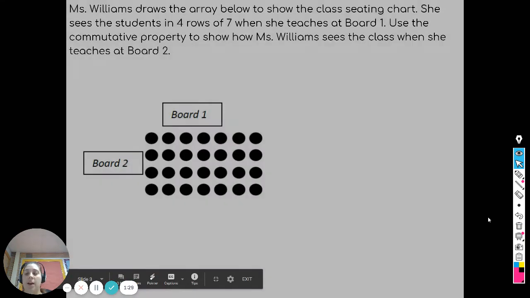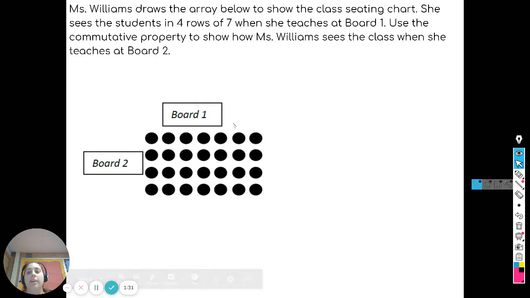Okay, so let's take a look at how your answer compares with mine. Here's that same picture, and we're supposed to use the commutative property to show how Miss Williams sees the class when she teaches at board 2. Well, we know the commutative property of multiplication says you can take the 2 numbers and you can switch them and the answer stays the same. So let's first come up with an equation for how she sees the board right now. So she sees 4 rows of 7, or 4 groups of 7.